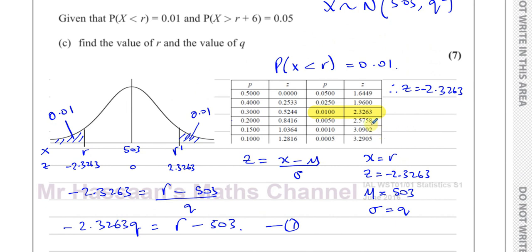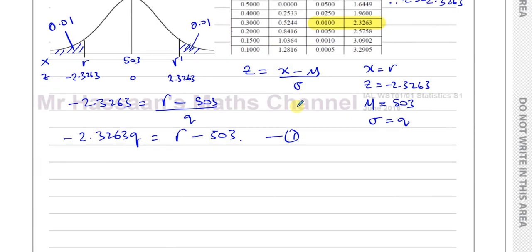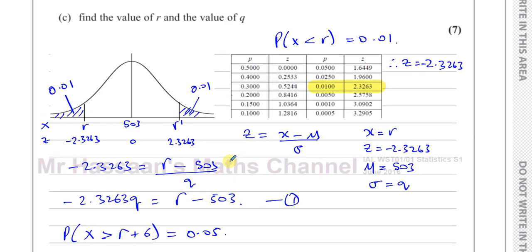Okay, we can also set up another equation using the other bit of information, that the probability that X is greater than R plus 6 is 0.05. So let me write that down. The probability that X is greater than R plus 6 is equal to 0.05. Now let me get rid of this here on this side, because we used this to find that. I'll use the same diagram. So now we know that this here is R plus 6. Okay, let's say this is R plus 6.